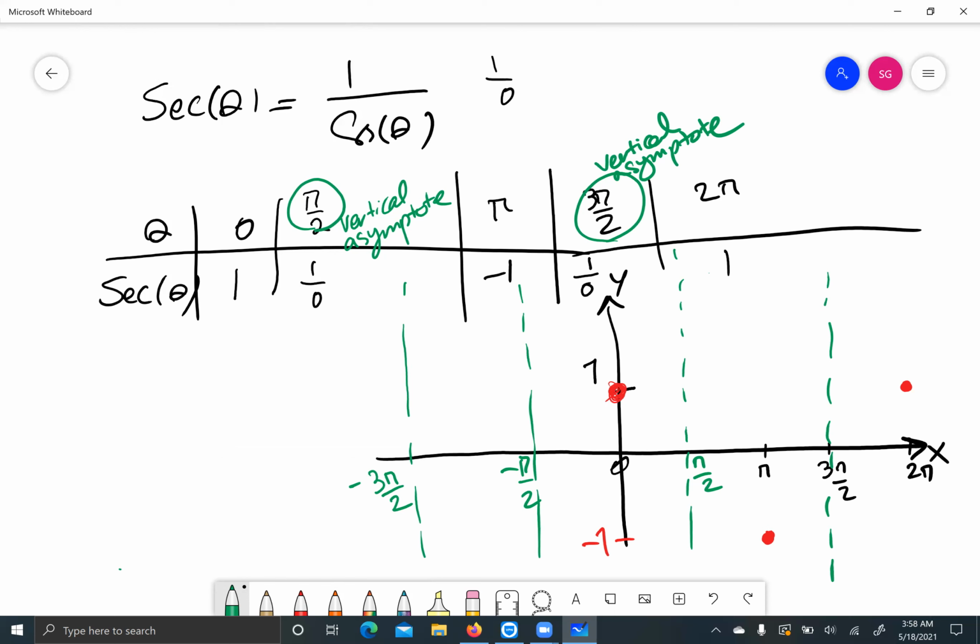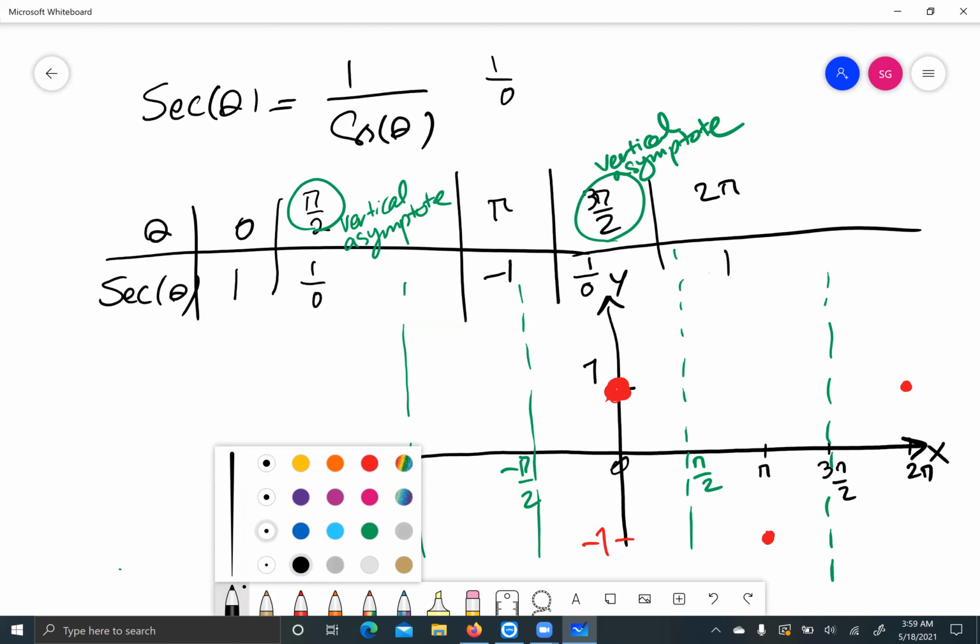What is the behavior of the function, for example, in between these vertical asymptotes? So it's 1 over cosine. Secant is 1 over cosine, right? And we know cosine, for example, let me show you a couple more points. I think it would be good to look at a couple more points.